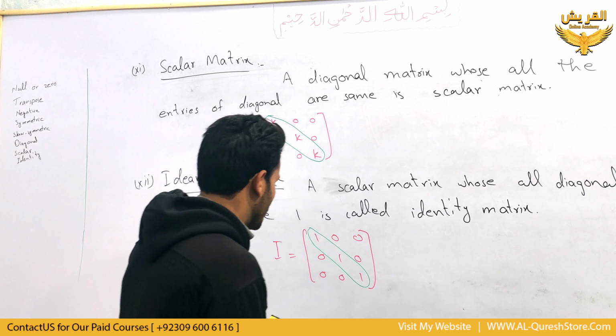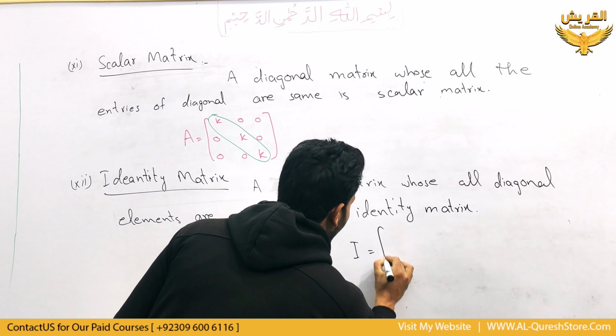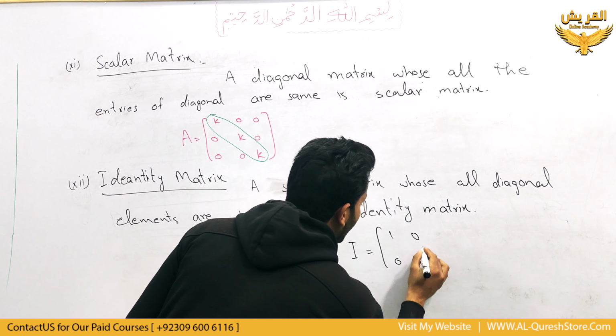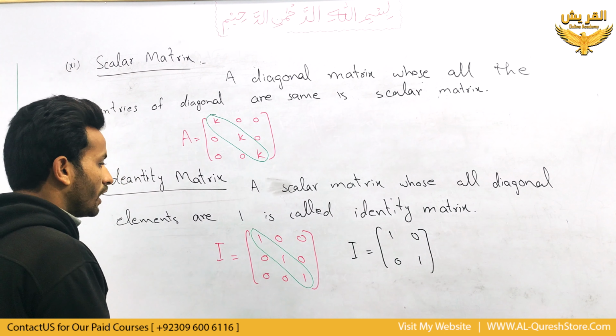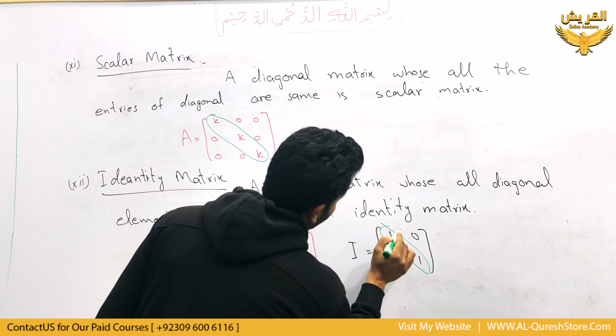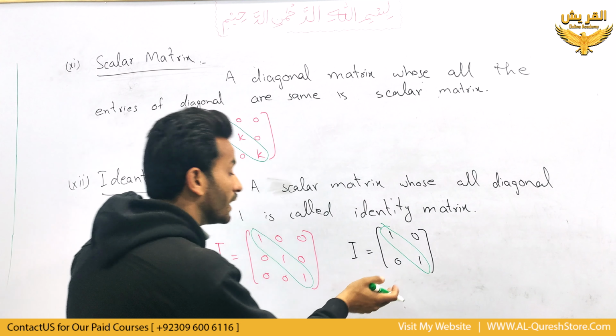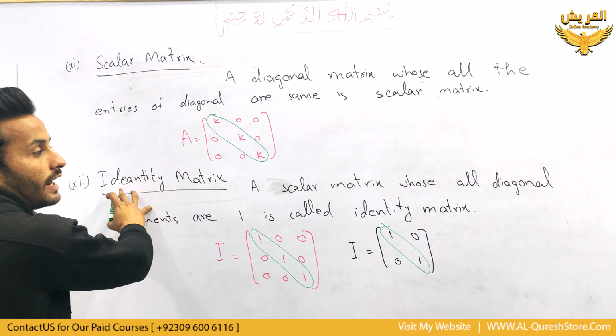For example, I is equal to 1, 0, 0, 1. Also in this matrix, diagonal elements are 1 and all the other elements are 0, so it is called an identity matrix.